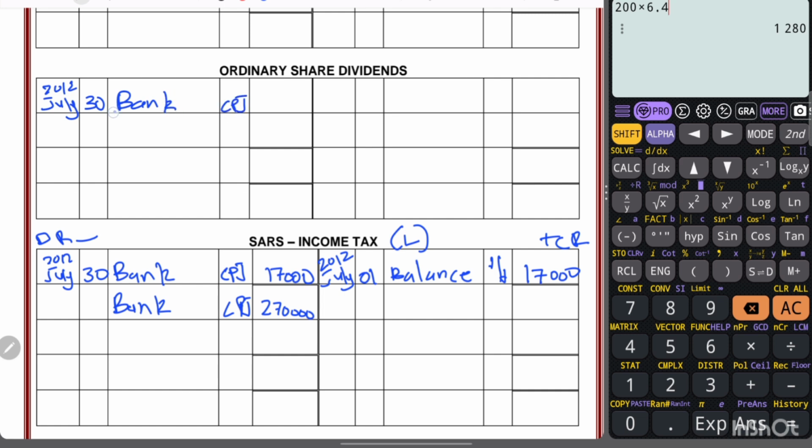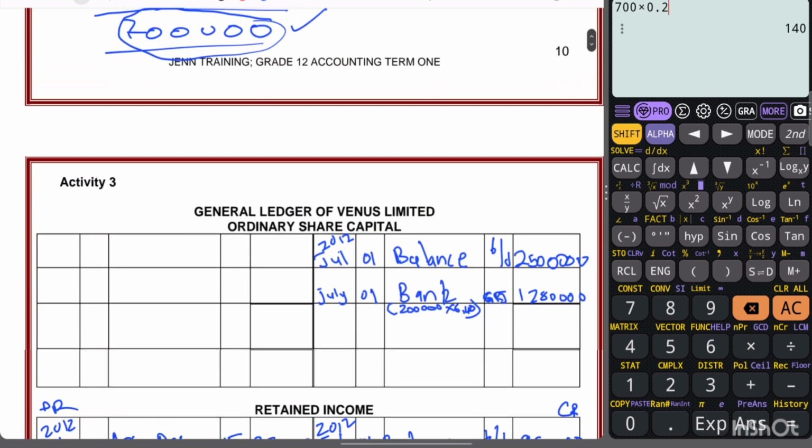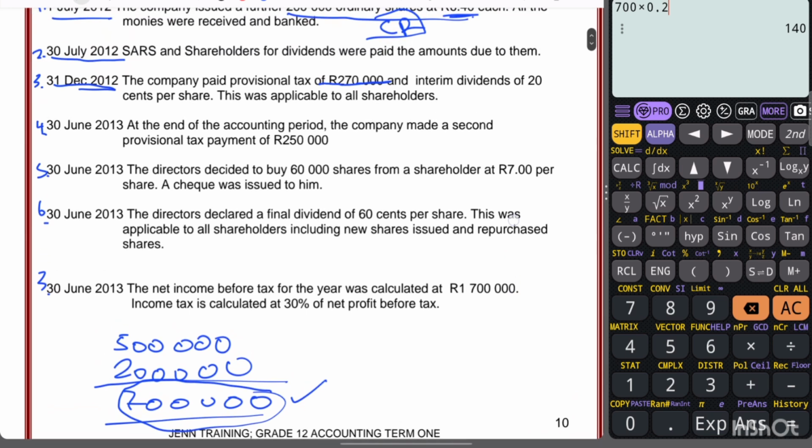Then here you can just open a small bracket and write your calculation. Multiply by 20 over 100. It's going to be 700 multiplied by 0.20. It's going to be 140. That means on this date we paid 140. All right, let's continue now to our next information.